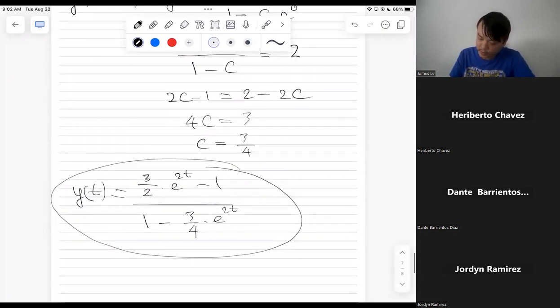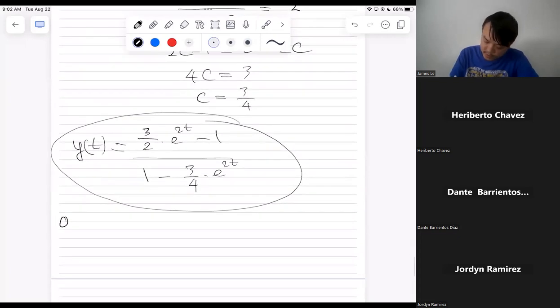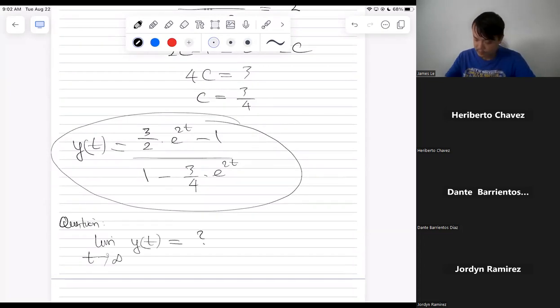Also, similar to the previous problem, I have a question. What is the limit as t goes to infinity of y of t? What is the limit in this case? If t goes to infinity, what is y of t?